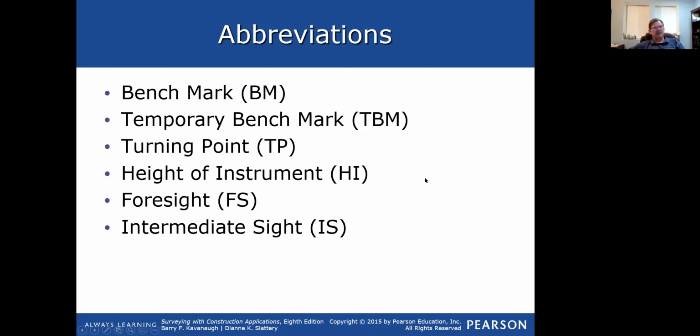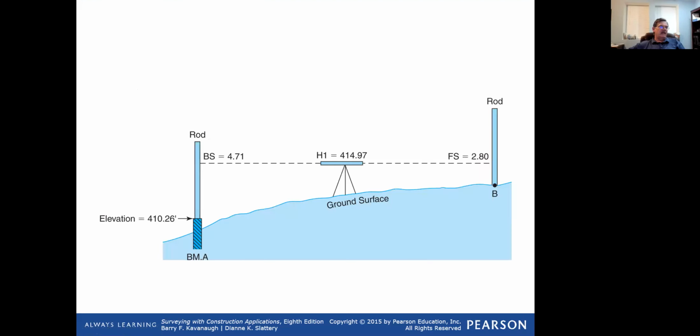Intermediate sight, you won't see too much. The book has things in it that we just don't use much of anymore. Here is the practical example of exactly what you want to do. You want to transfer an elevation from BMA. It's known right here what this value is.